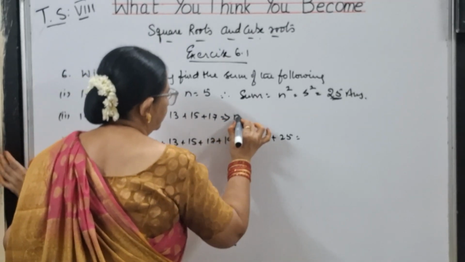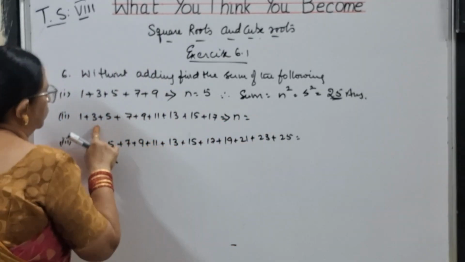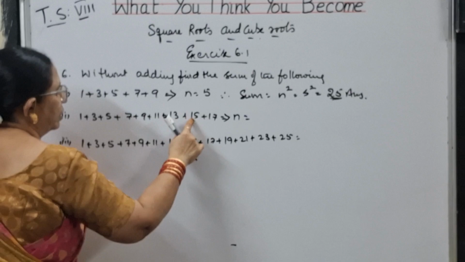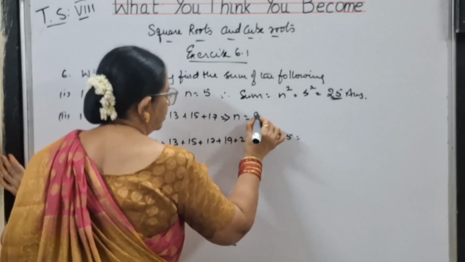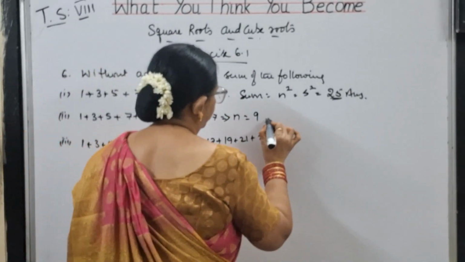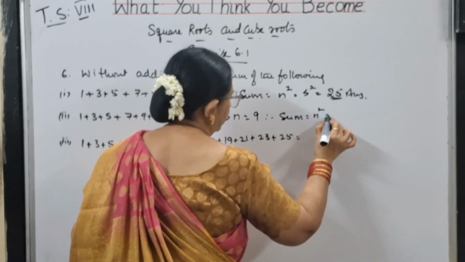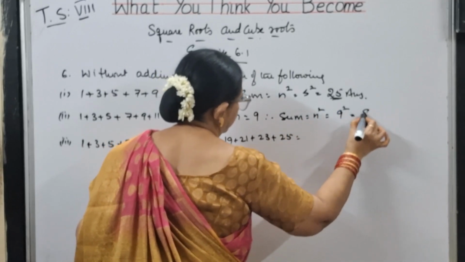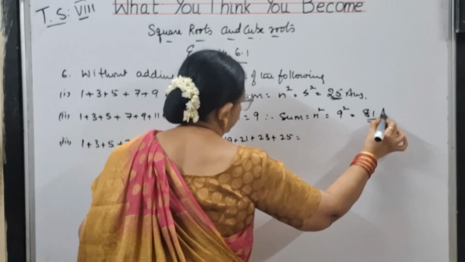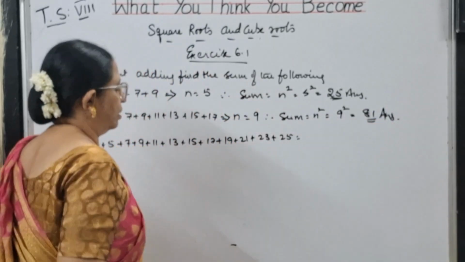What does this problem say? How many terms do you see? 1, 2, 3, 4, 5, 6, 7, 8, 9. n is equal to 9. Therefore, what is the sum? Sum is nothing but n square. That is 9 square. That means 81 is the answer here.